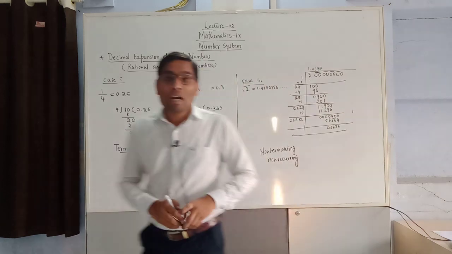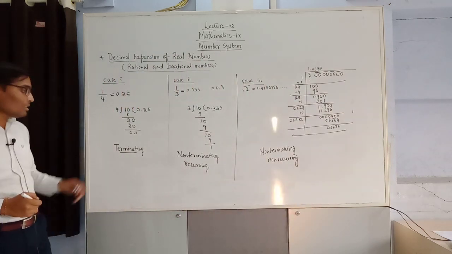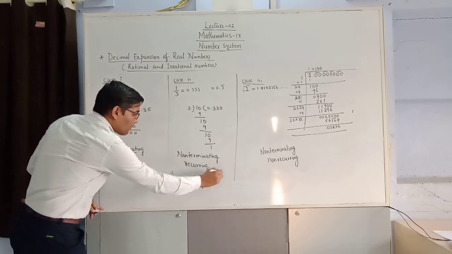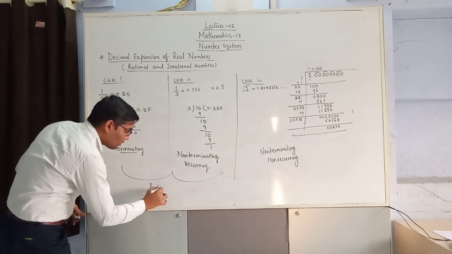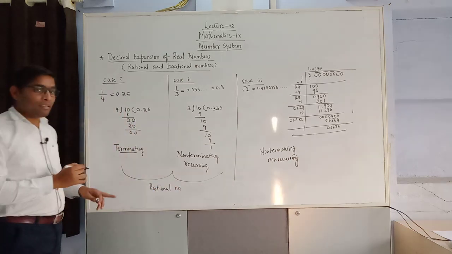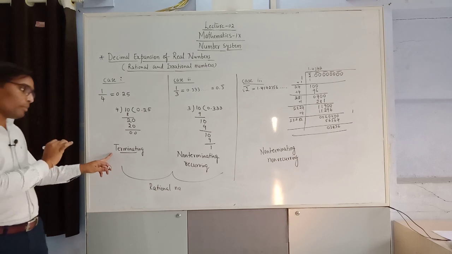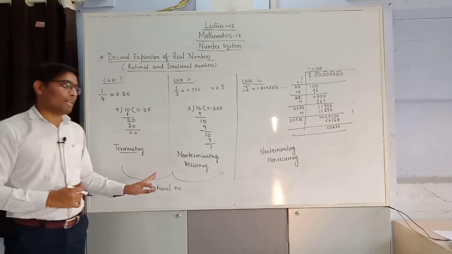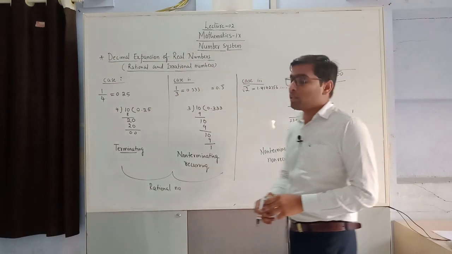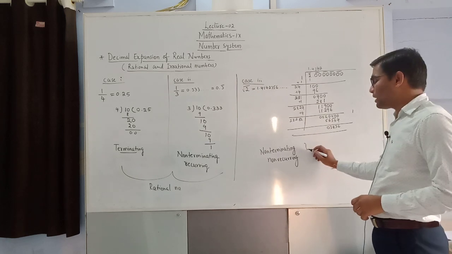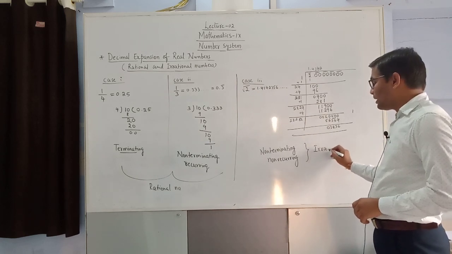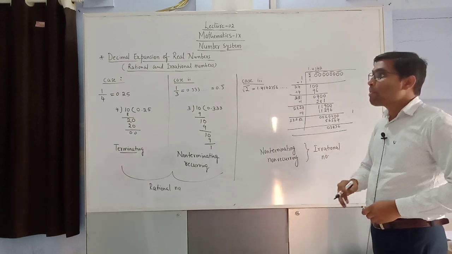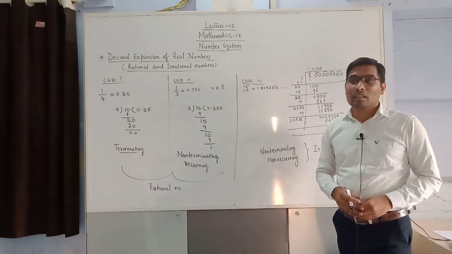Now, numbers whose decimal expansion is either terminating or non-terminating recurring are called rational numbers. And the numbers whose decimal expansion is non-terminating, non-recurring are called irrational numbers. This is regarding the decimal expansion of rational and irrational numbers.